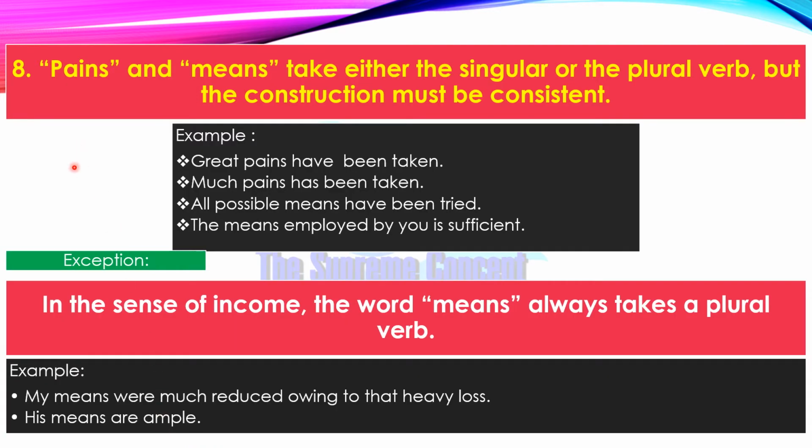Rule number 8: pains and means take either the singular or plural verb, but construction must be consistent. What does it mean? They can be singular or plural depending upon the context. Let us explore it through examples.